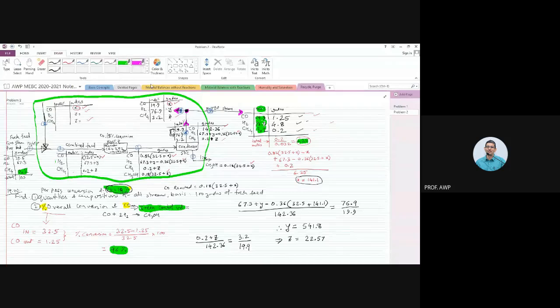Had we not recycled after the condenser, had we vented all the gas, 82% of 32.5 would have gone out as unreacted gas. So by recycling, we are allowing better utilization. We have utilized 96% of whatever comes in, 32.5, because all the rest is kept on recycling. What goes out is only 1.25.